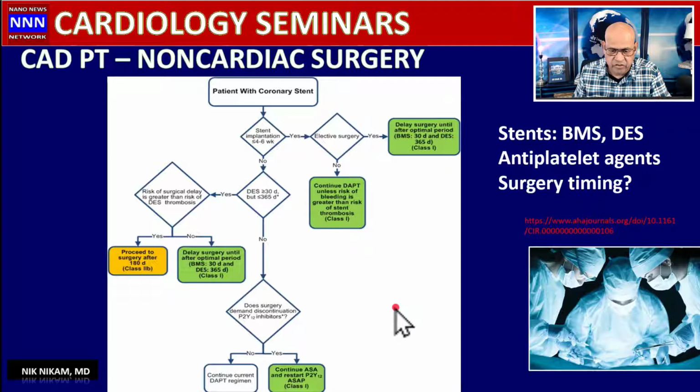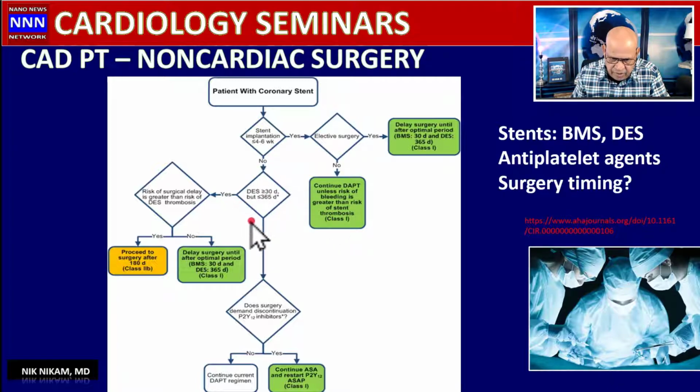Okay, this is about coronary stent. This is a very important slide. Let me just briefly go over this. If the patient had a coronary stent within 4 to 6 weeks prior to surgery, if this is an elective surgery, you preferably would like to hold the surgery for 365 days if the patient had a drug-eluting stent and keep them on dual antiplatelet agents. Whereas if the patient had a metal stent, then we need to hold off the surgery for a minimum of 30 days. If there's no elective surgery recommended, you continue with dual antiplatelet agents.